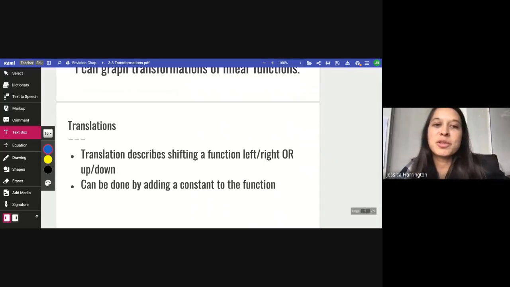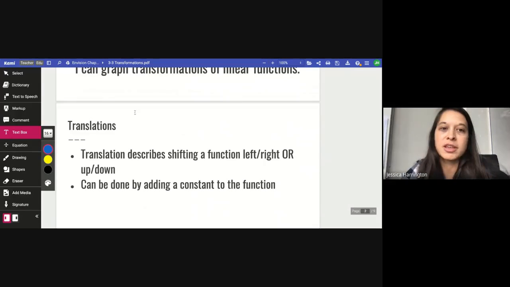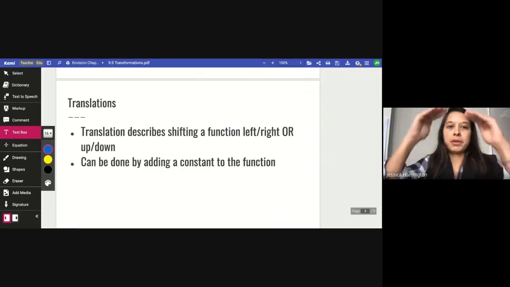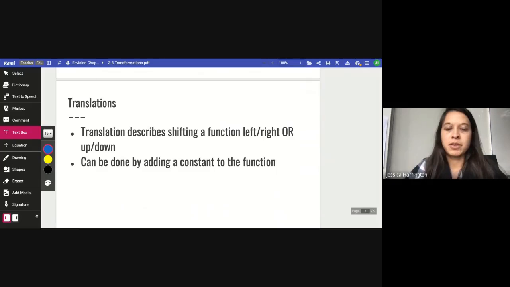So we're going to focus on two types of transformations. The first one is a translation. You should write this in your notebook. A translation means you're shifting the function, you're moving it. You're either taking the whole thing and moving it left and right, or you're going to take the whole thing and move it up and down. And the way you show a translation is you add a constant to the function. You're adding some number.